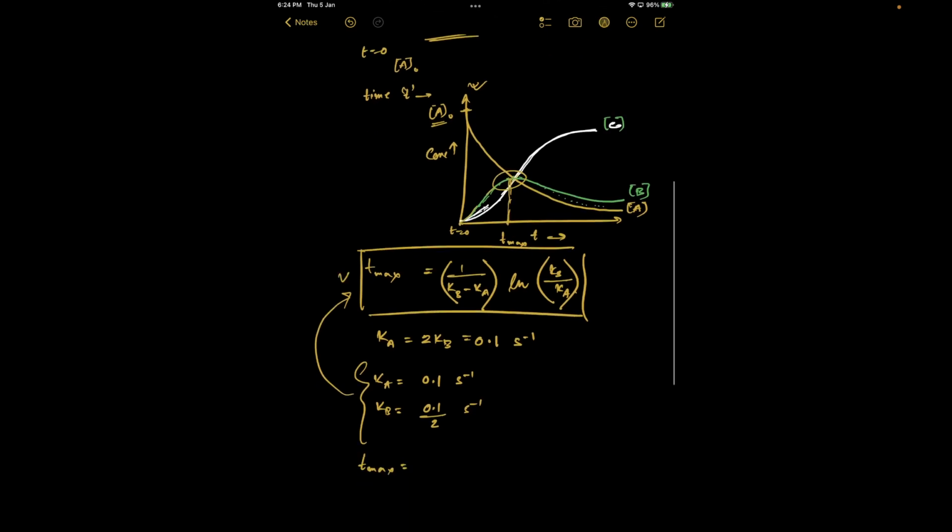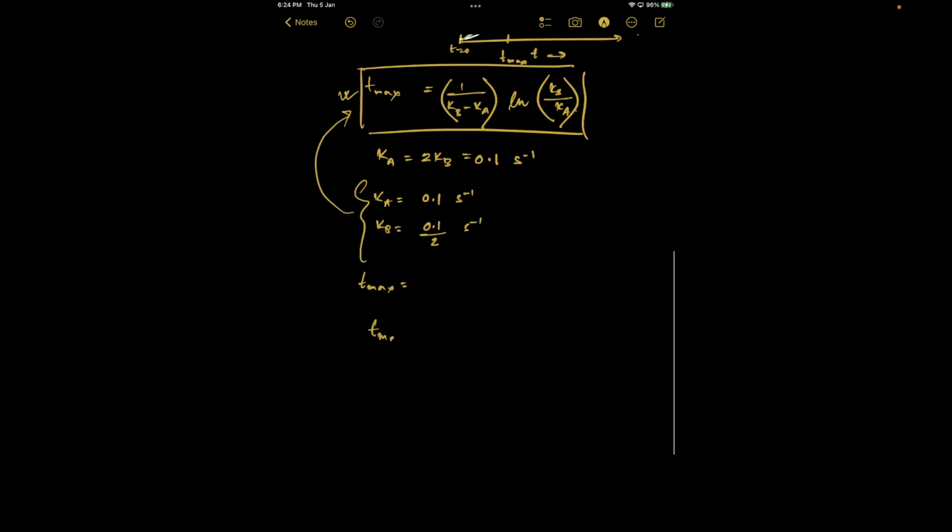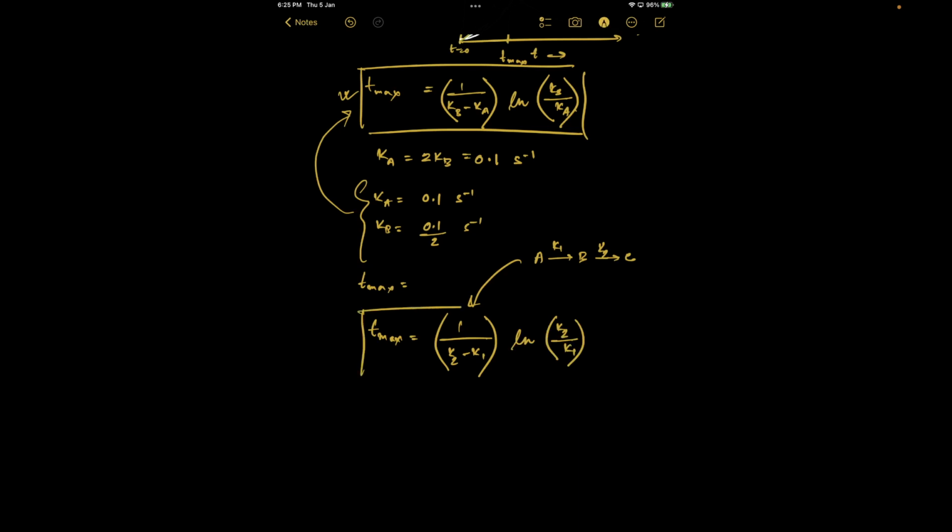And the expression for this is T max equal to 1 upon Kb minus Ka, and the general expression is, basically, T max equal to 1 upon K2 minus K1. So this is A, B, C, this is K1, this is K2. So 1 upon K2 minus K1 ln of K2 divided by K1. So this is the general expression.